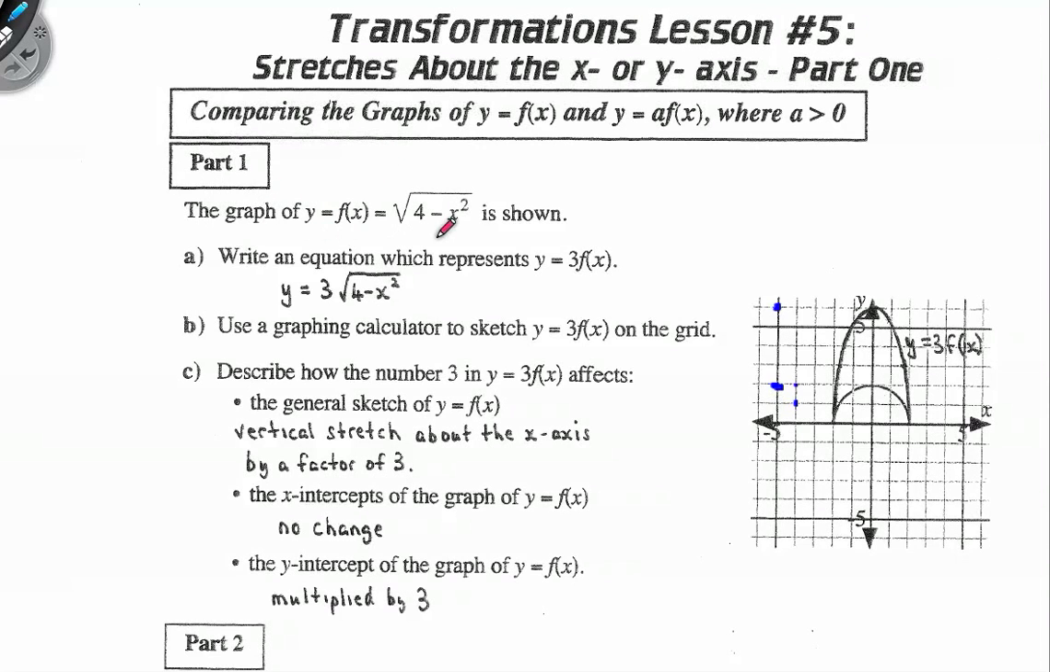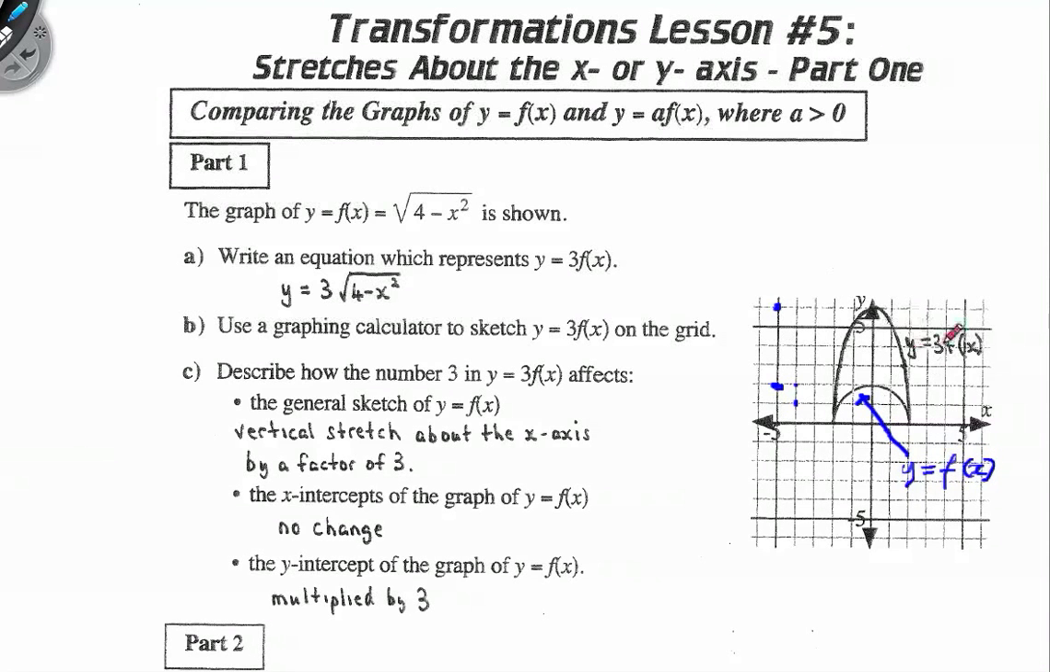We have a graph, and it says the graph of y equals f of x, which is the square root of 4 minus x squared, is shown. Write the equation which represents y equals 3 f of x. So that simply means a multiplier out front. This semicircle is actually the original. So let me write the y equals f of x here. That's the original one.